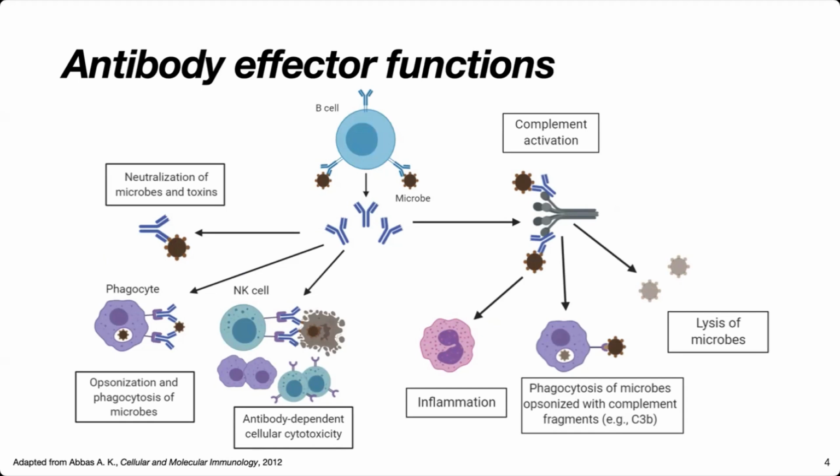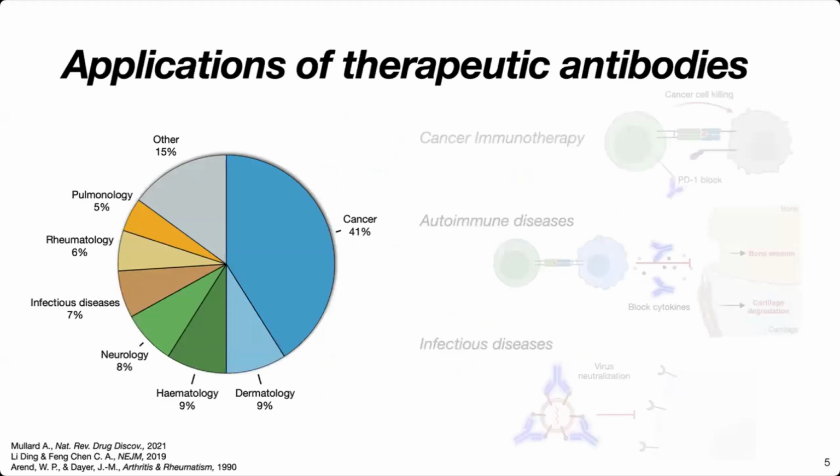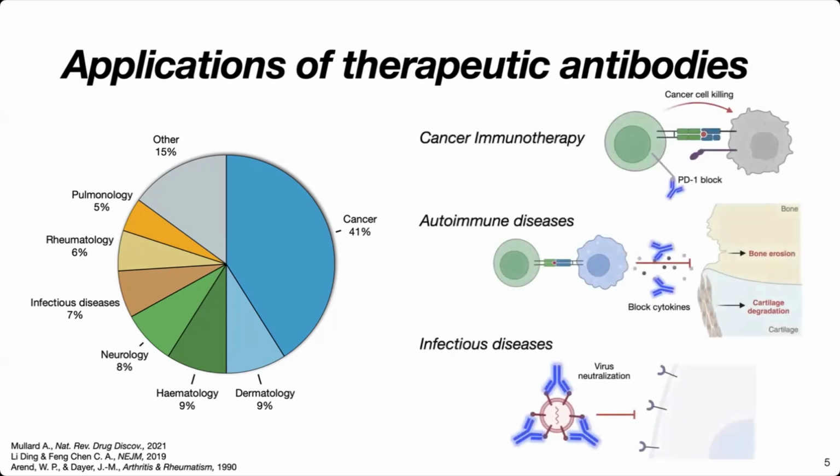Some of these functions, or even just the high specificity with which antibodies can bind to theoretically any particular target, have made them very promising molecules for therapeutic applications. There's already a pretty large number of therapeutic antibodies on the market, and they're being used for a large variety of diseases, such as cancer immunotherapy, autoimmune diseases, or infectious diseases.